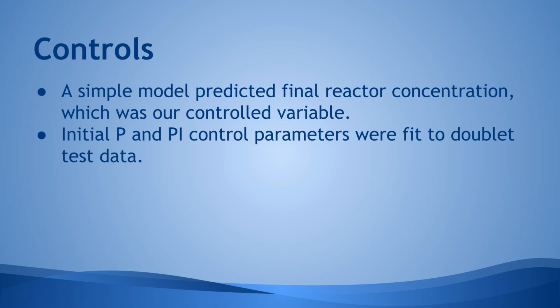So after encoding our project into MATLAB, we went ahead and ran a simple doublet test and fit that to a first order plus dead time model so that we could get the gain and the integral term. We ended up just using a P-only controller, as we found that the integral term did a poor job of rejecting disturbance, and so the P controller did an excellent job of achieving the concentration that we desired in the amount of time that we needed it to.